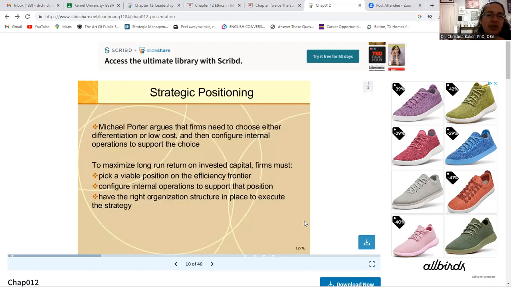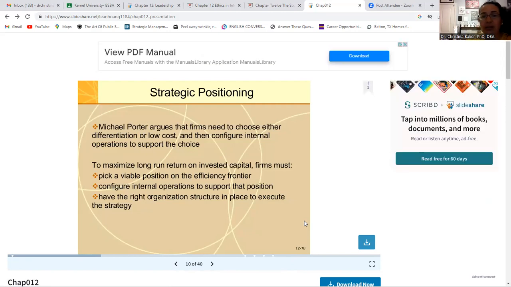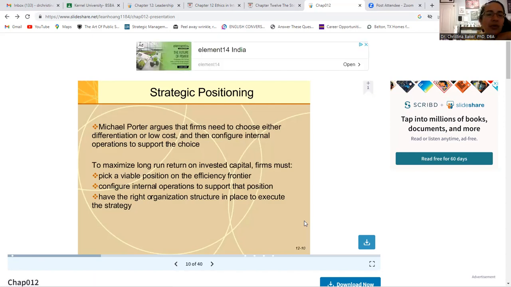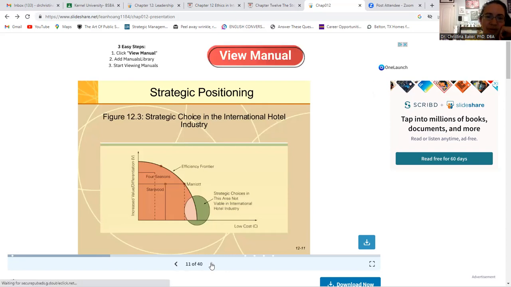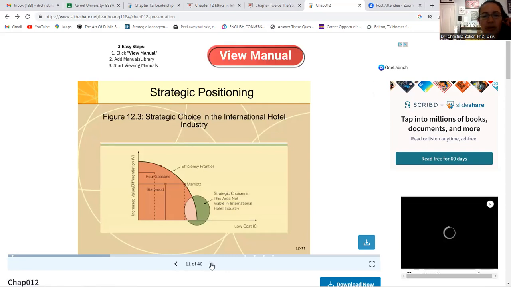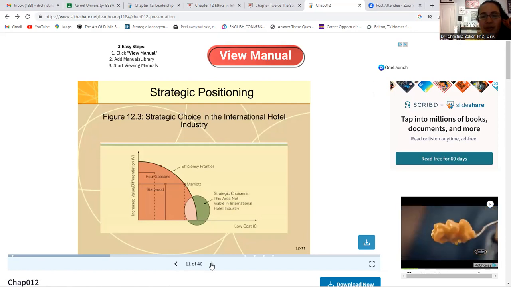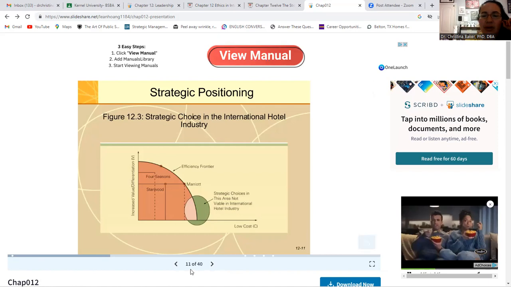Michael Porter argues that firms need to choose either differentiation or low cost and then configure international operations to support the choice. To maximize long-run return on invested capital, firms must pick a valuable position on the efficiency frontier, configure international operations to support that position, and have the right organization structure in place to execute the strategy. Strategic choice in the international hotel industry, efficiency frontier: Four Seasons, Starwood, Marriott. Those are some competitors.